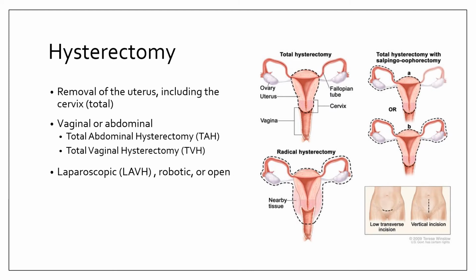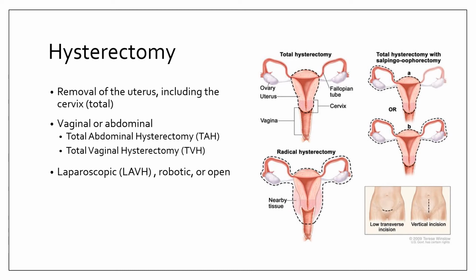The next surgery we're going to talk about is a hysterectomy, which is removal of the uterus. There are different types of hysterectomy. We can have a total hysterectomy, where the uterus and the cervix are removed. We have a total hysterectomy with a salpingo-oophorectomy, which would be removing the tubes and ovaries. And then a radical hysterectomy will remove the uterus, cervix, tubes, ovaries, and actually the top portion of the vagina.